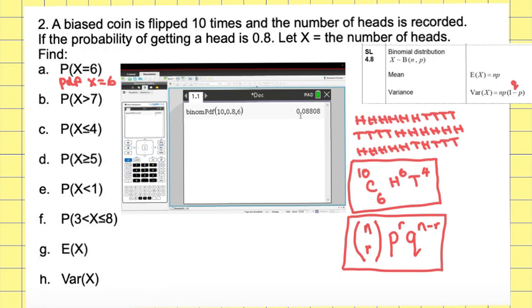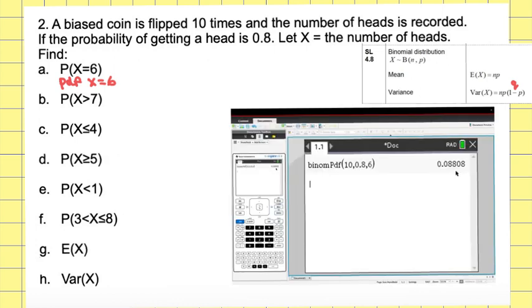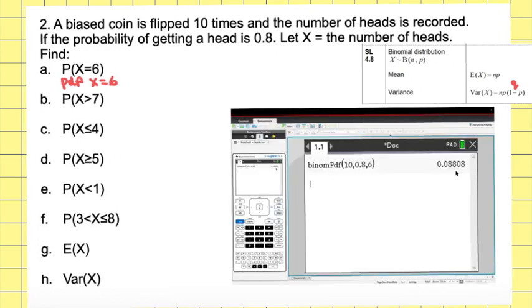0.08808, which is 0.088 to 3 significant figures. The answer is 0.088 to 3 significant figures.